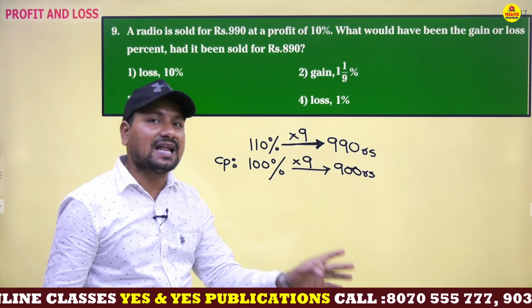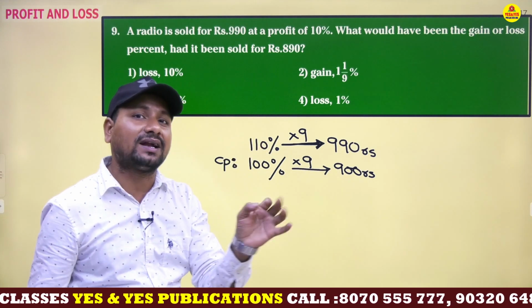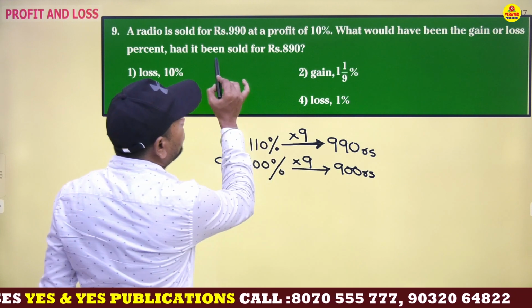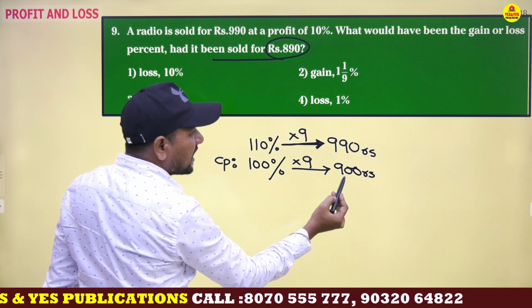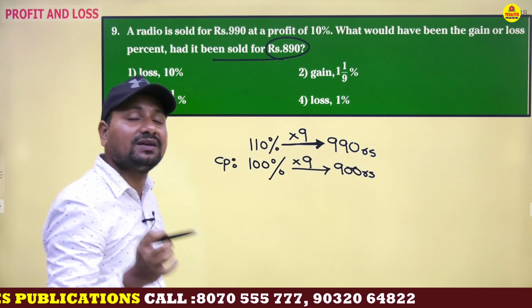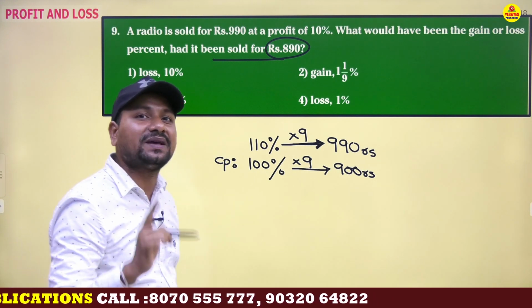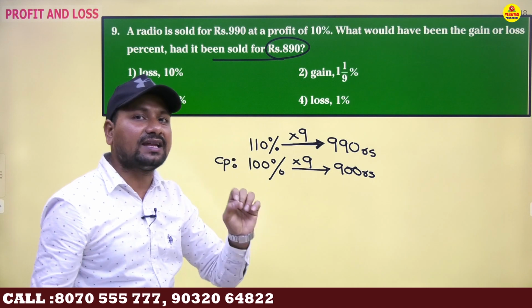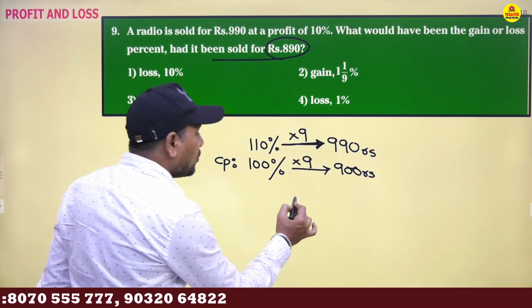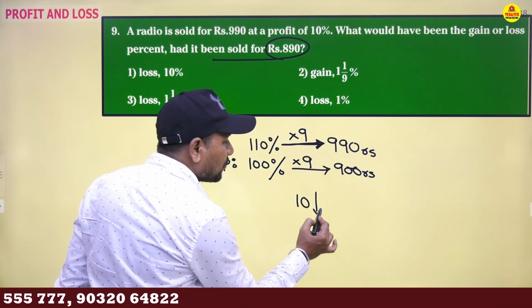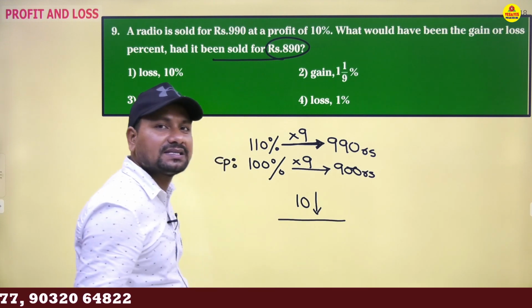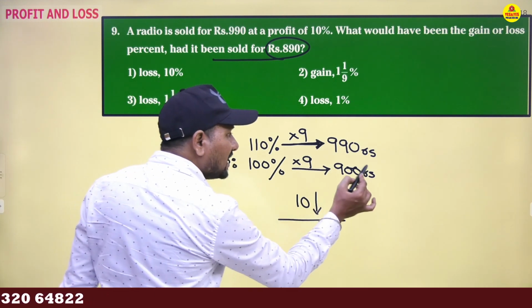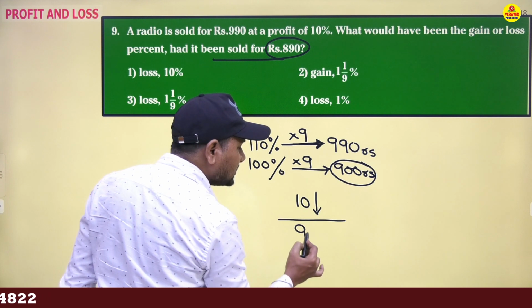The product is worth 900 rupees, but you are selling it for 890. That means the 900 rupees product becomes 890, so the reduction in value is how many rupees? 10 rupees. A product worth 900 sold for 890 means you will definitely get a loss. How many rupees loss? 10 rupees loss, compared to your original cost price. The original cost price is 900 rupees.